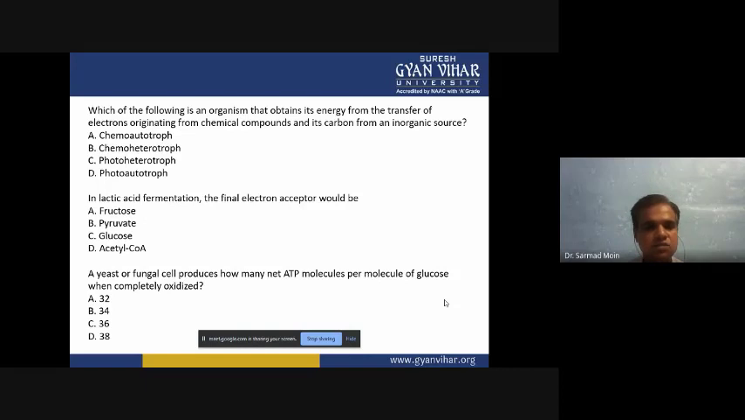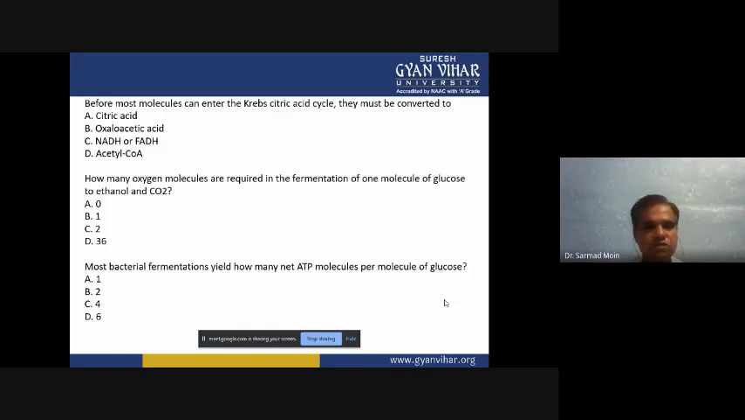Then, a yeast or fungal cell produces how many net ATP molecules per molecule of glucose when completely oxidized? So 32, 34, 36, or 38. You have to select one correct answer. Then next question: before most molecules can enter the Krebs cycle, they must be converted to citric acid, oxaloacetic acid, NADH, FADH, or acetyl coenzyme A. So these are the options, and you have to select one correct answer.